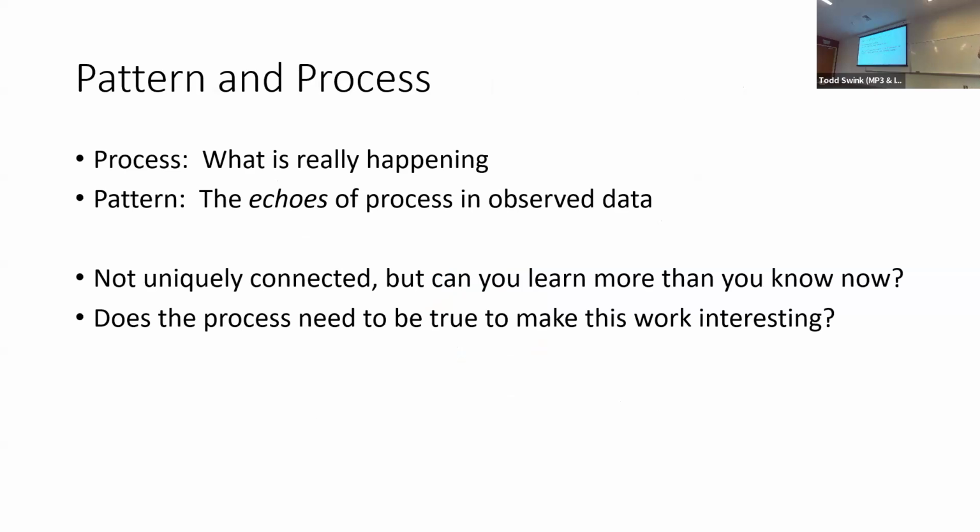And they're not uniquely connected, in the sense that you might have more than one process that generates the same pattern. And sometimes, and this is kind of interesting to look at, you can see the same patterns from completely different processes. So you see a certain number of new cases in a week. Is that because there's a lot of contact and not a big probability of transmission, or there wasn't much contact and there's a high probability of transmission? Unless you know what that contact rate is, you can't tell those two processes apart.